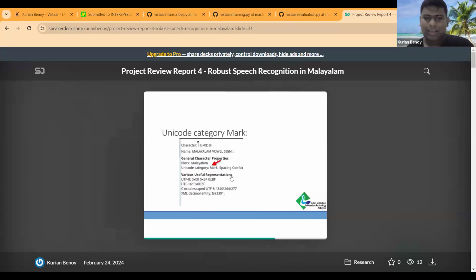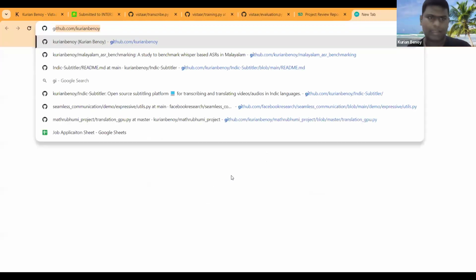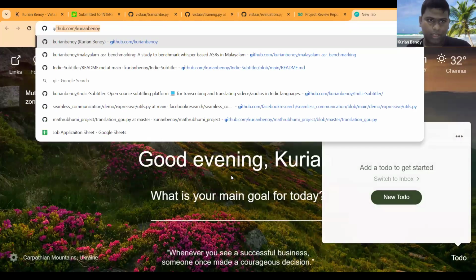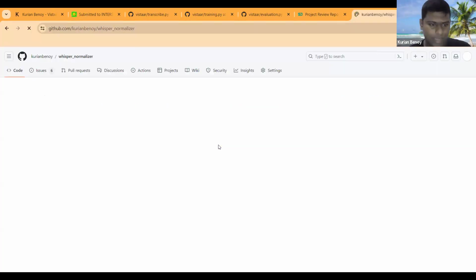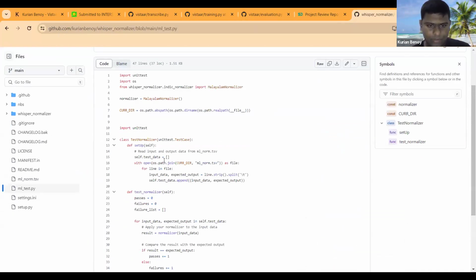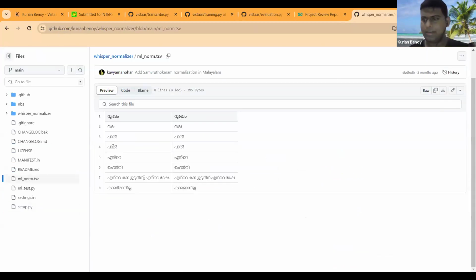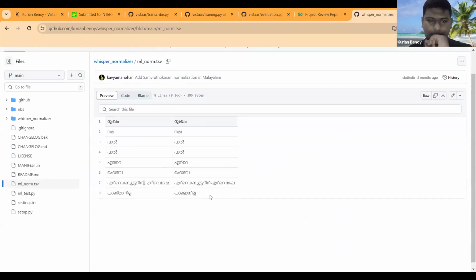For now, I won't say the Indic NLP library is a full solution either, because Kavya is a linguist, and I think she is the best person to answer that. If I remember correctly, there is this ML norm.tsv which she has created. In my library, she has created this test, and even with the Indic NLP library, out of 8 test cases, 2 test cases are failing. So we need better normalization. If someone can work on it, it will be great.